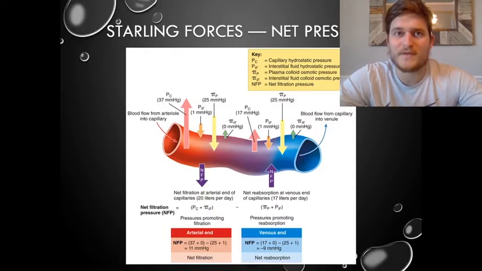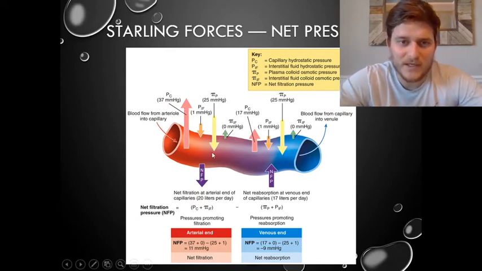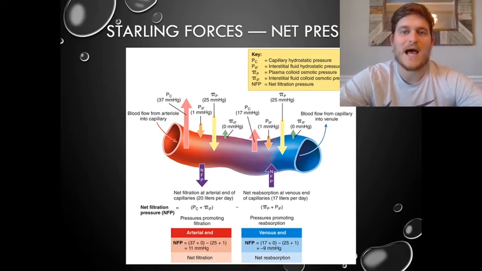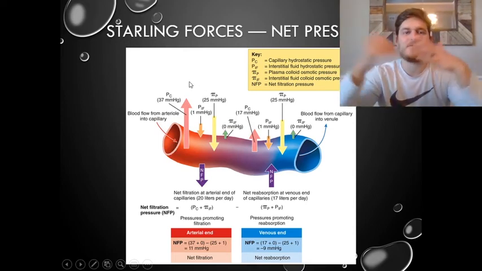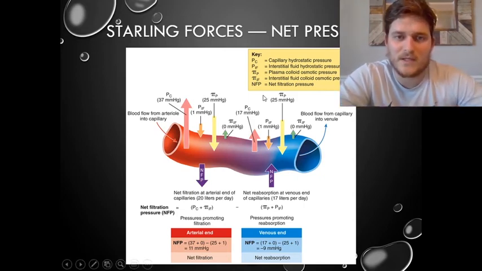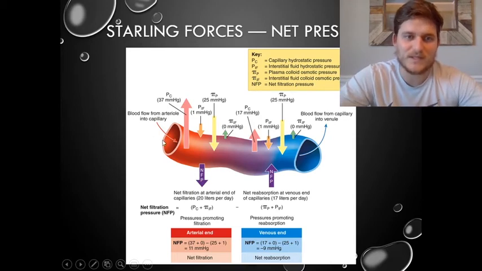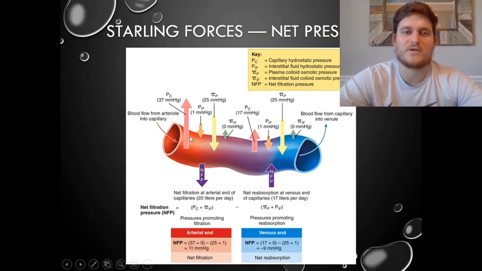The pressure that is generated from the fluid within the capillary and the fluid within the interstitial space is called hydrostatic pressure. So both of these fluids, the blood and the interstitial fluid, have pressure that opposes each other. And the actual materials within those fluids, things like proteins, are going to generate a pressure as well.